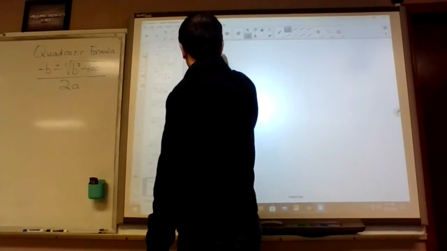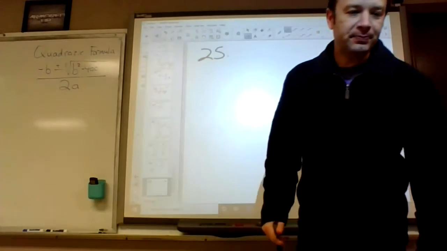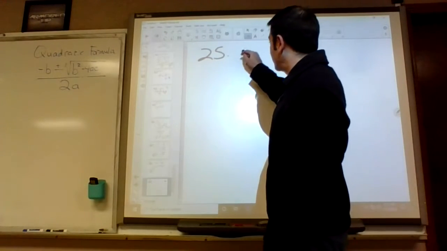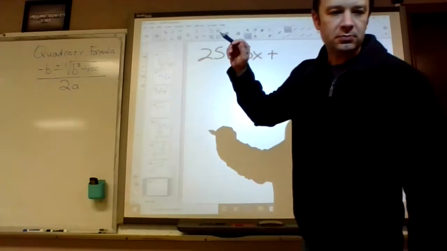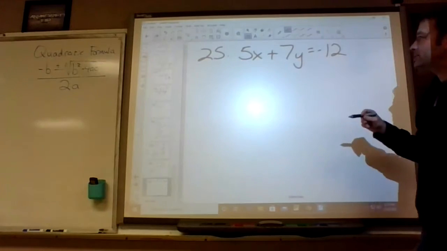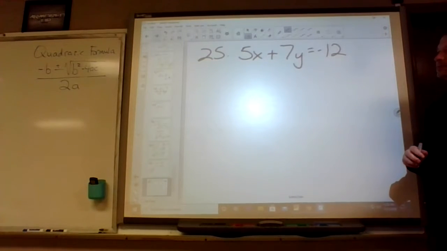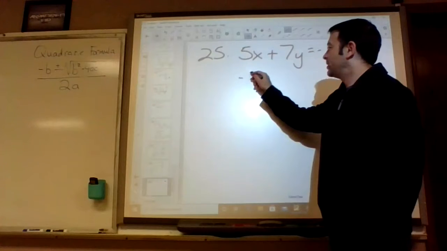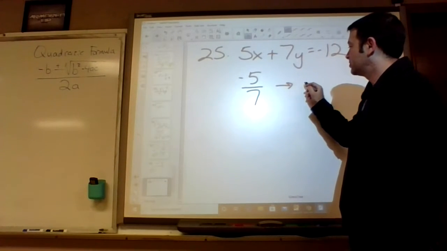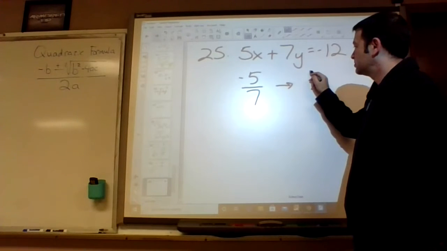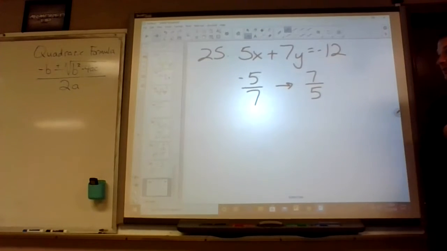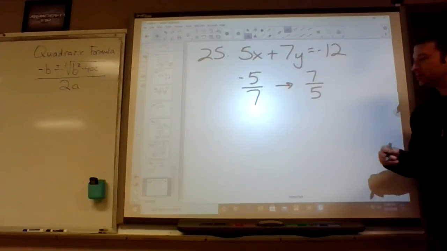Okay, 25 is written in standard form, like it has been. Fantastic. Alright, so what is the slope of that line? Negative 5 over 7. Negative 5/7. What is the perpendicular slope to that? 7 over 5. Positive 7/5. That's what we're going to use.